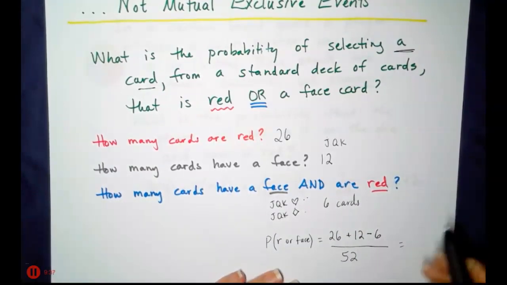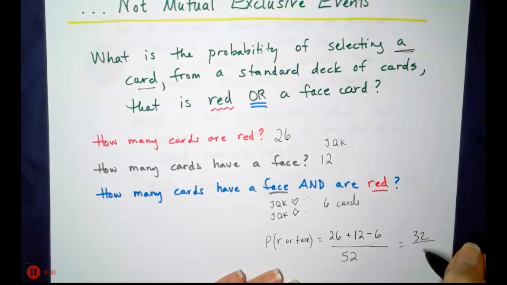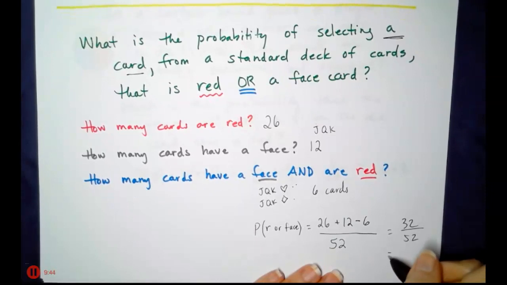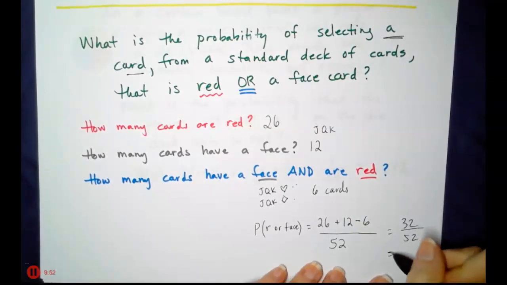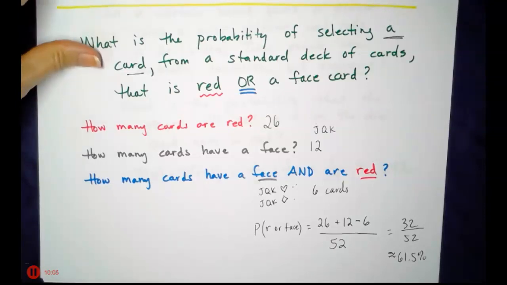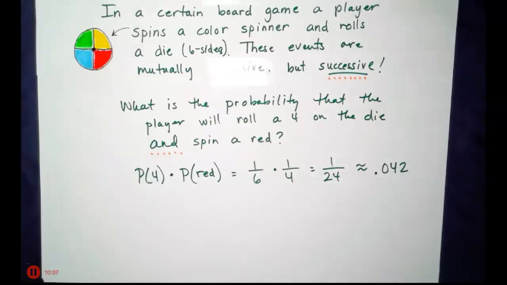So 26 plus 12 minus 6 is 32 out of 52. As a percentage, that is 32 divided by 52, so approximately a 61.5% chance of being dealt a card from a standard deck of cards that is red or has a face. That's a pretty good probability.